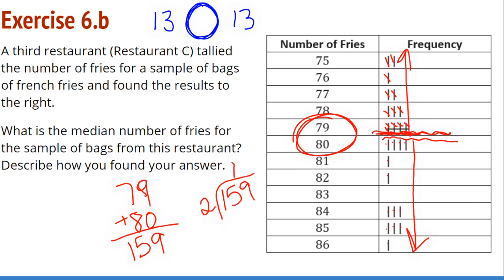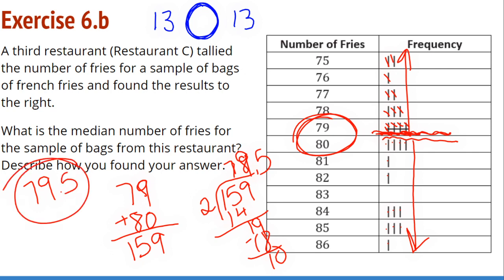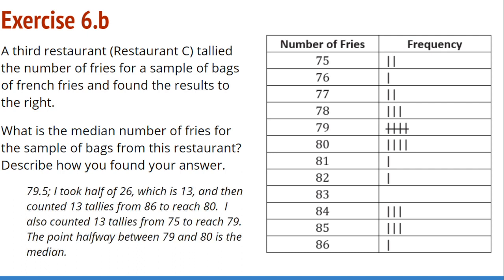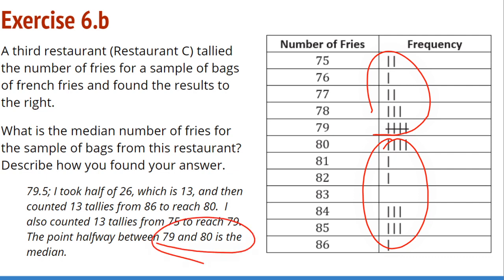And of course you could use a calculator. 7 times 2 is 14. 9 times 2, 18. So 79 and a half. So we have a median of 79 and a half. So we took the half of 26, which is 13, and I found 13 tallies, which was here, found 13 tallies, which was here, and then I found the halfway point between 79 and 80.